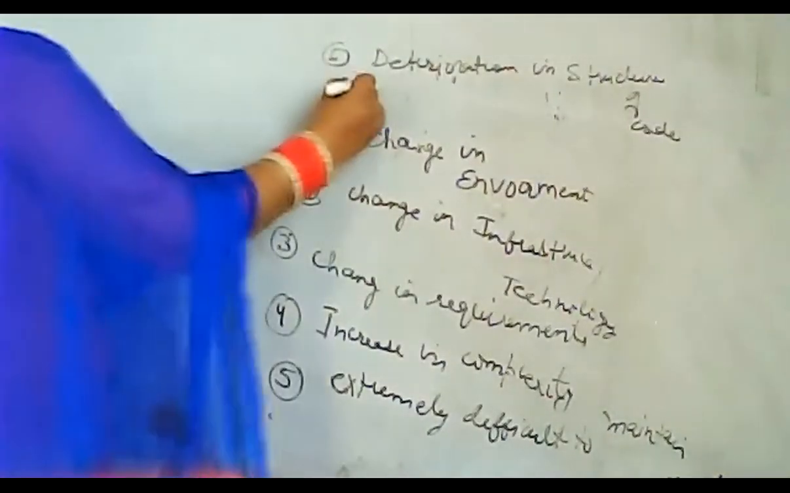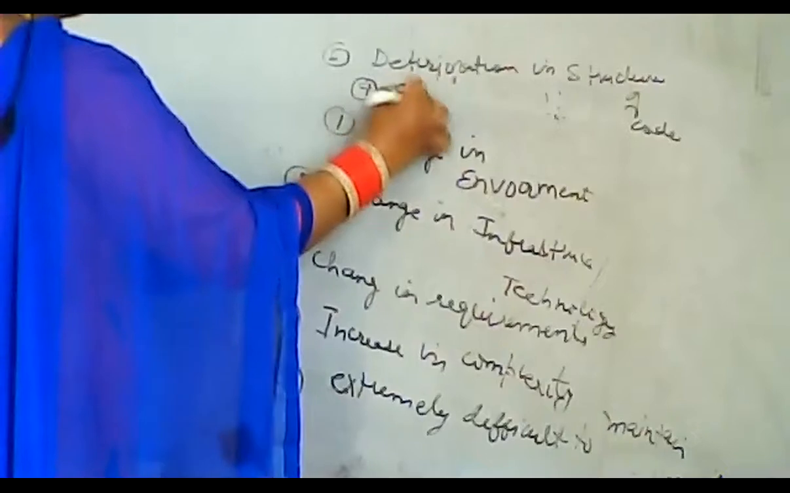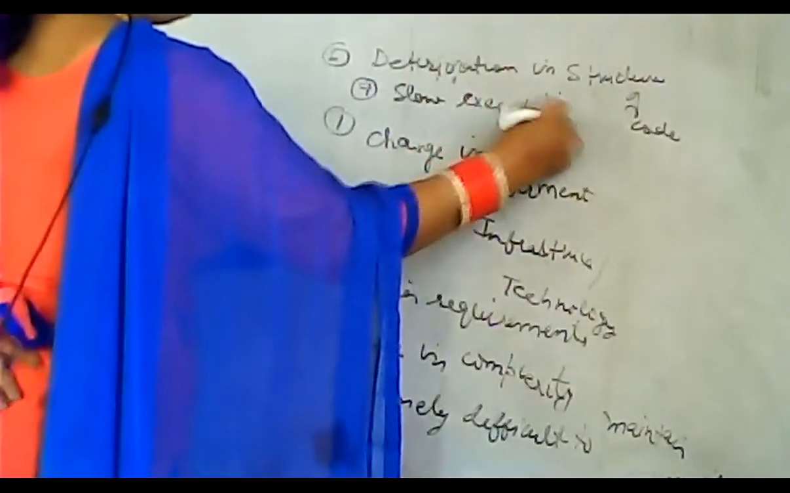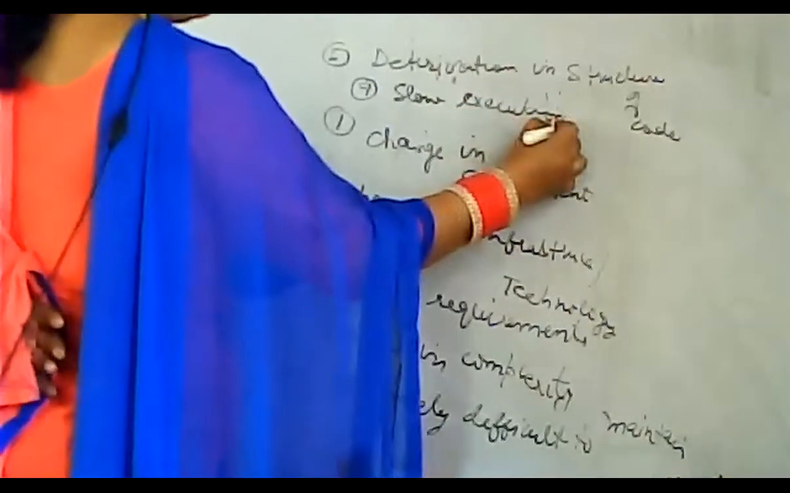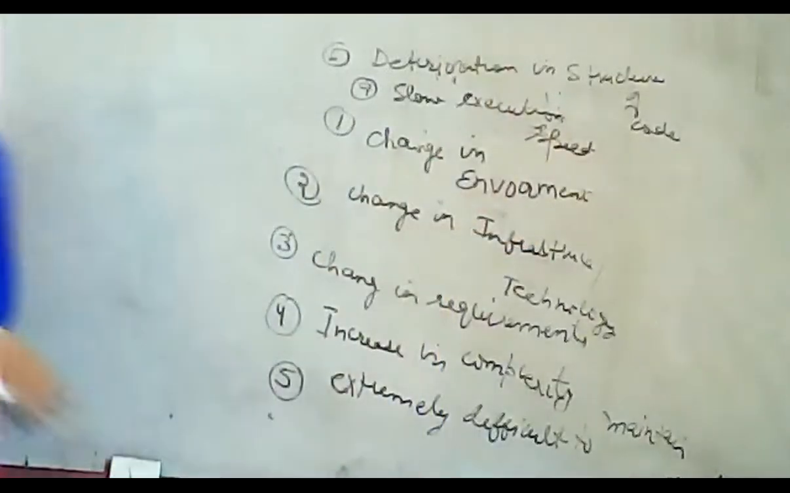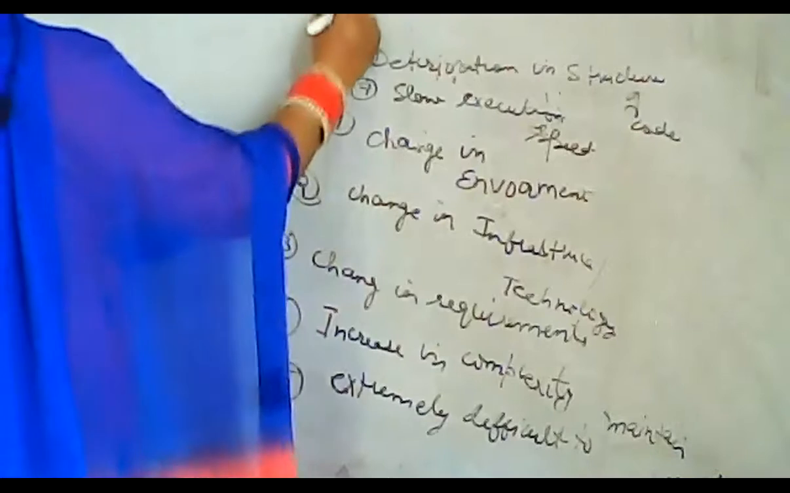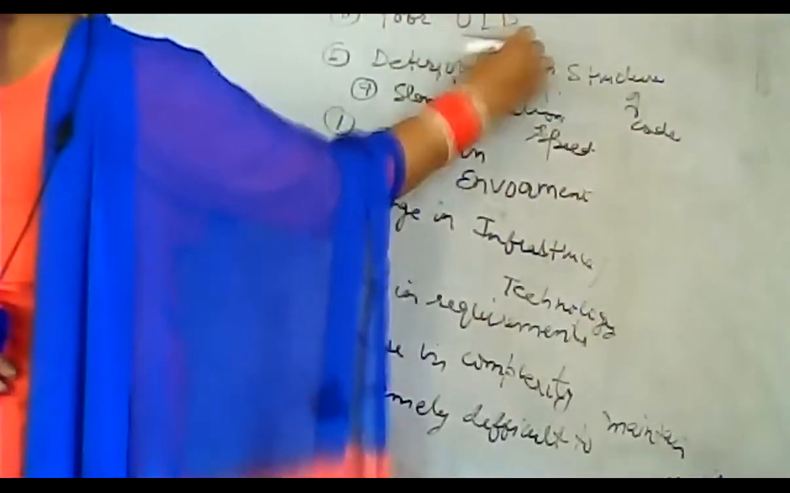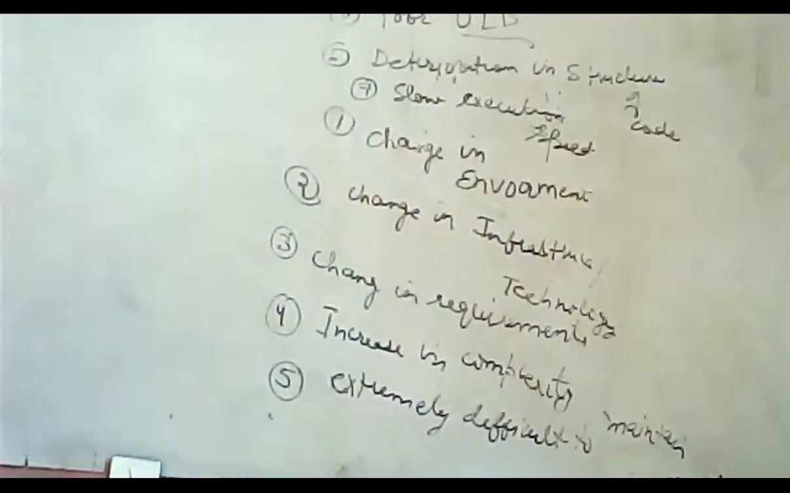There may be possibility of slow execution speed. The software you have became obsolete because it is working very slowly. Slow execution speed may be the reason. Or we can say software becomes obsolete because of poor UI, user interface design. So these are some of the reasons why a software fails, and we say that it is no more reliable now.